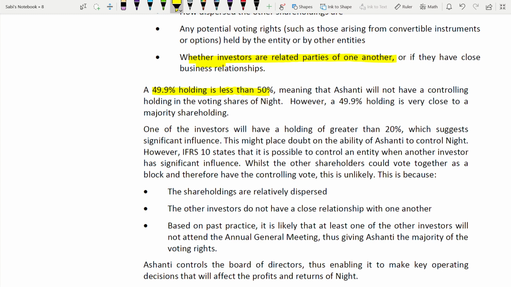Holding is less than 50%. We know that, no? 49.9. Meaning Ashanti will not have a controlling holding in the voting shares of Night. What does it mean? Please write the meaning also next to it. They will not have a controlling holding. Definitely they will not have control because it is less than 50% of the voting shares of Night. However, a 49.9% holding is very close to a majority shareholding.